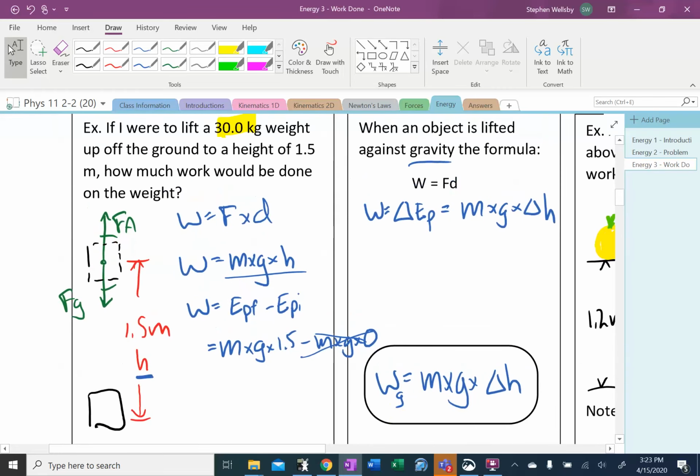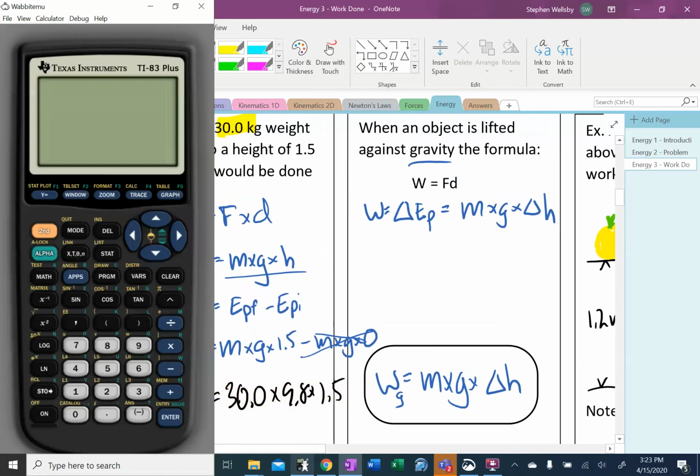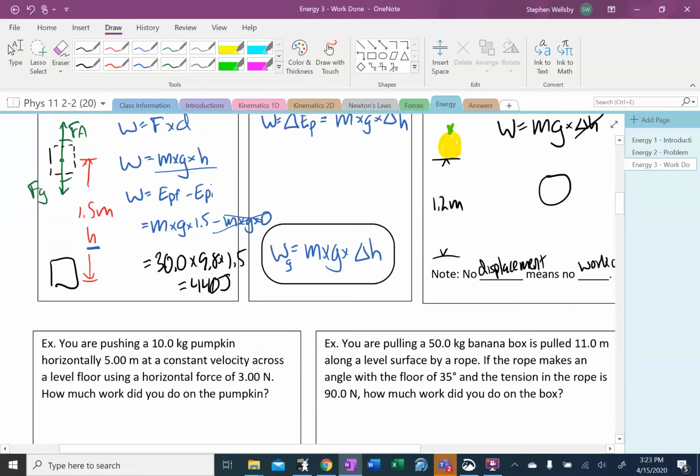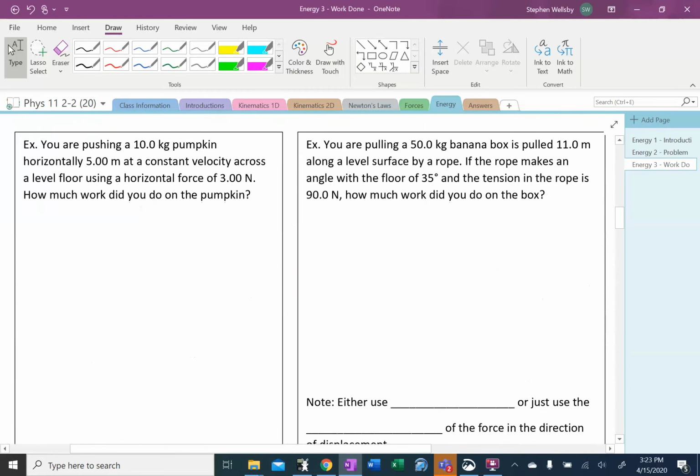And I don't think I actually answered this question here, but we can answer it now. So again, just to quickly reroute us back here, it's going to be 30.0 times 9.8 times 1.5. That gives us 441 joules. So actually it should be 440 joules, 2 sig figs. That is going to be our answer for how much work would be done to lift a 30 kilogram weight 1.5 meters. Okay, let's look at a couple more examples here.